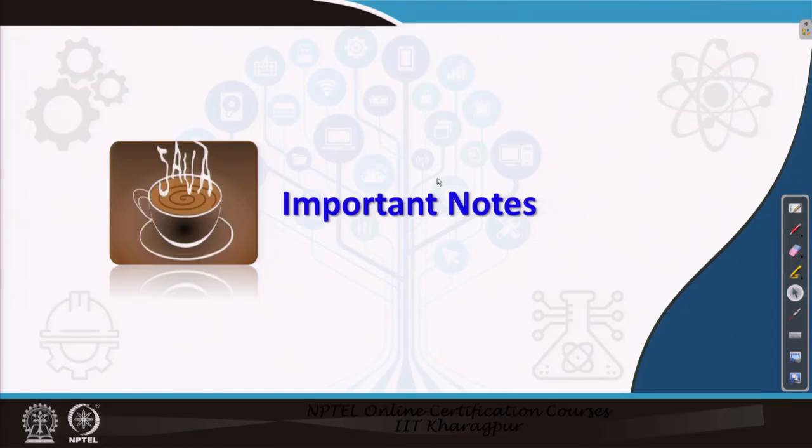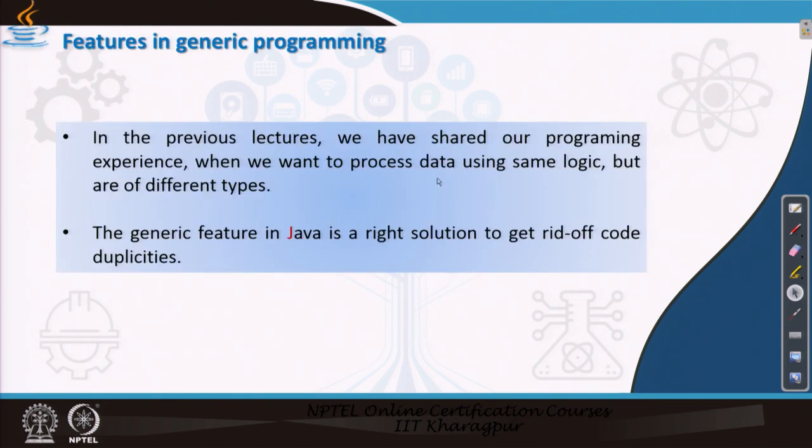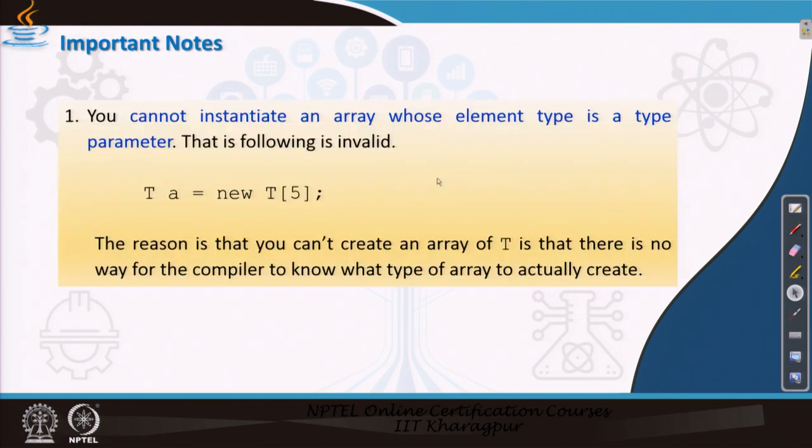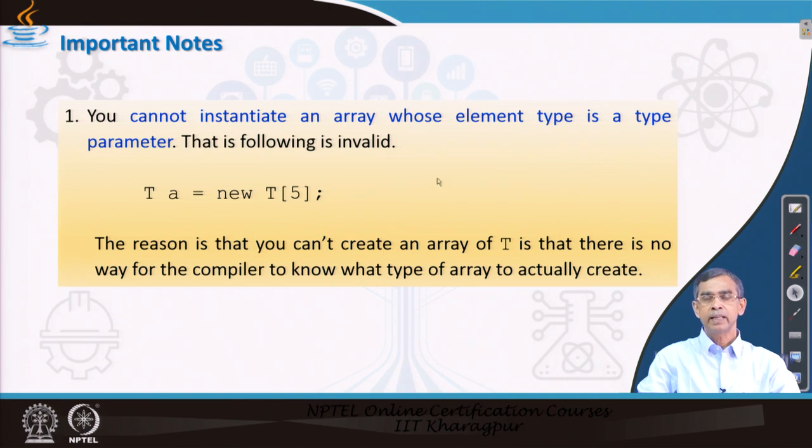Now, I will quickly recapitulate certain points which are important to note. The first is that generic is very good, so that it allows you to write a program in a general way, not a specific way. That means a program can deal with any type of data, but there are a few points.